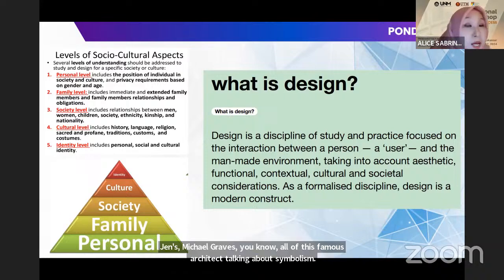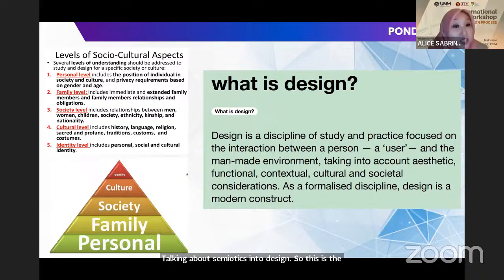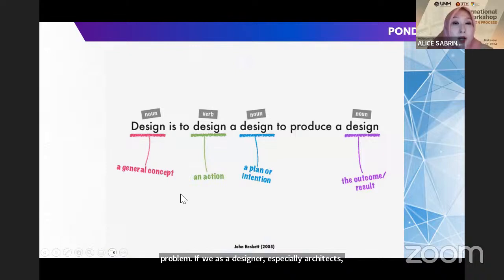So this is the problem, if we as designers, especially architects, are not aware of this kind of situation. To me, I like to take the quote by John Heskett, 2005. He's a famous writer of books about design: "Design is to design a design to produce a design."